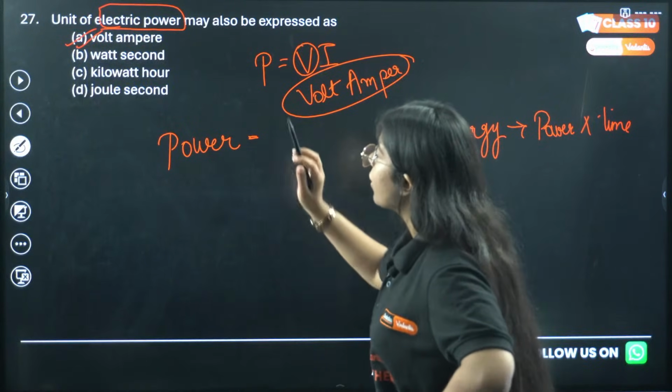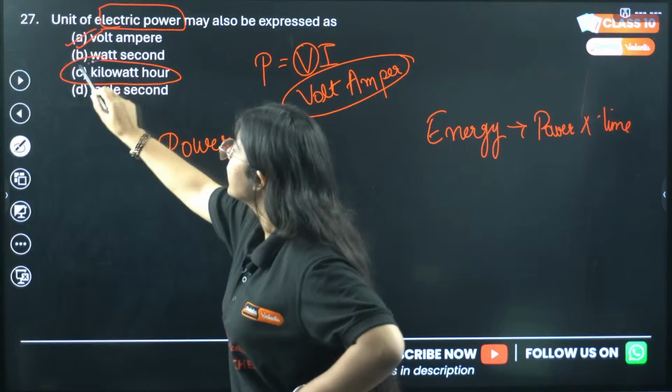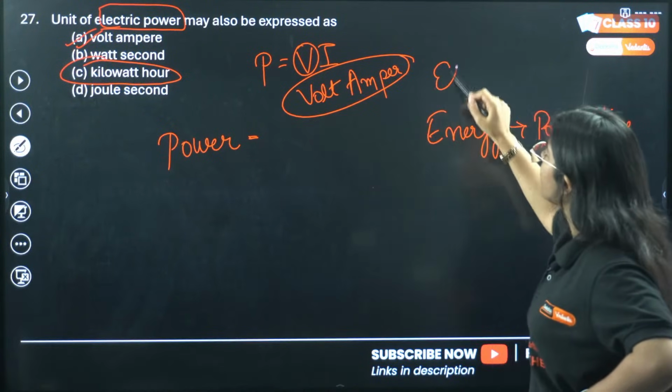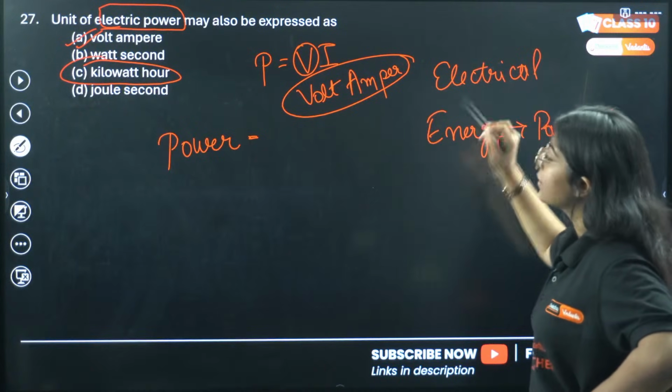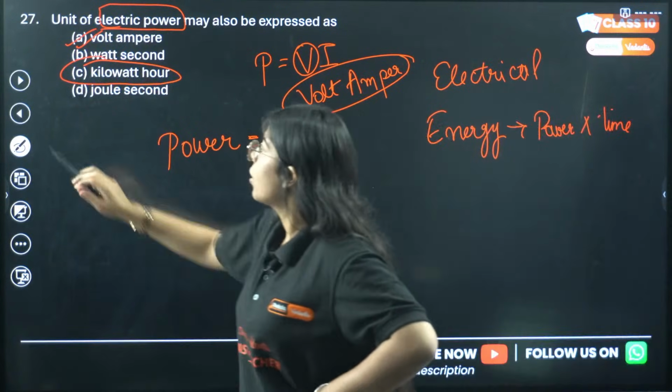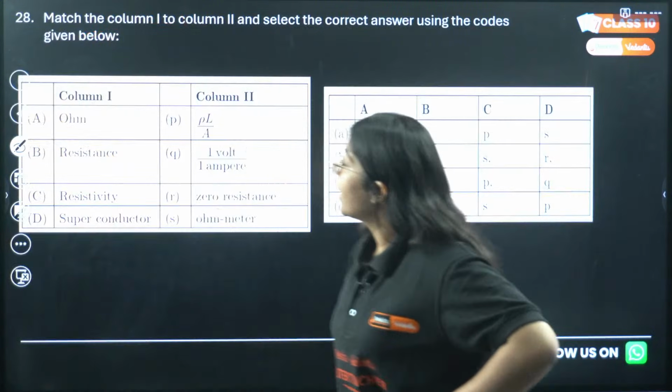Understood? People who are saying kilowatt hour, that's actually a unit of electrical energy. It's not the unit of power, but it's a unit of electrical energy. Okay? Next question, 28th.